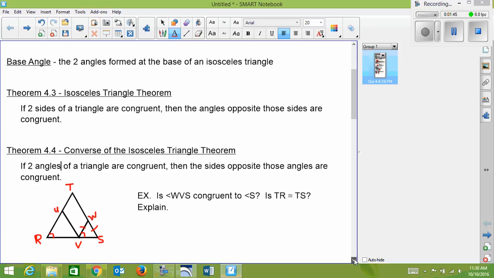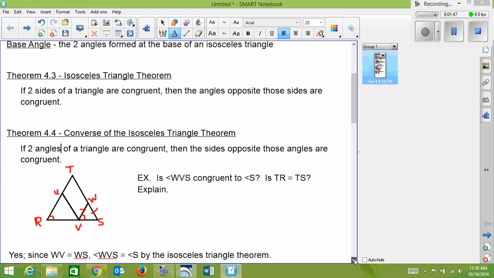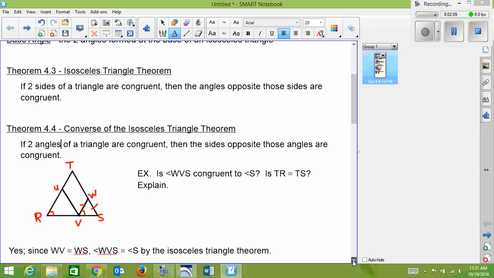So looking at the marks that are given and going through everything we know, I would say that yes, because WV is congruent to WS. I have those marks right here. I know then that this angle and this angle would be equal because that's what this theorem says. These two sides are equal, therefore the angles opposite those sides, which would be this one and this one, would be equal also by the isosceles triangle theorem.